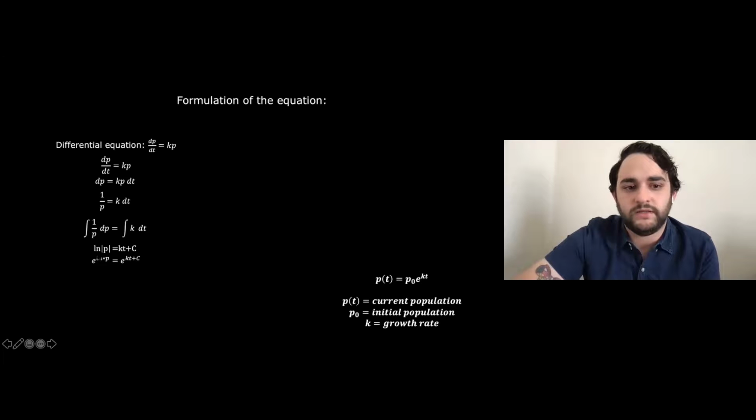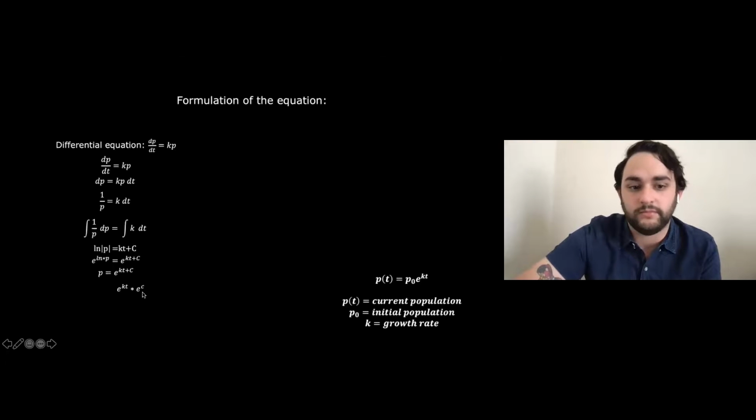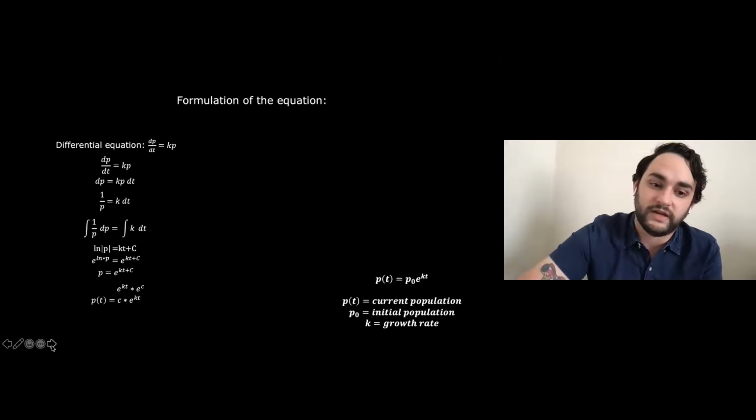Then you can put the equation as an exponent of e, and when you do that, e and ln cancel out, so you get p by itself, and then you have e raised to the power of kt plus c, which you can separate and make it e raised to the power of kt times e raised to the power of c. Because c is a constant, you can just plug that in as c by itself. So you have the equation p(t) equals c times e raised to the power of kt.